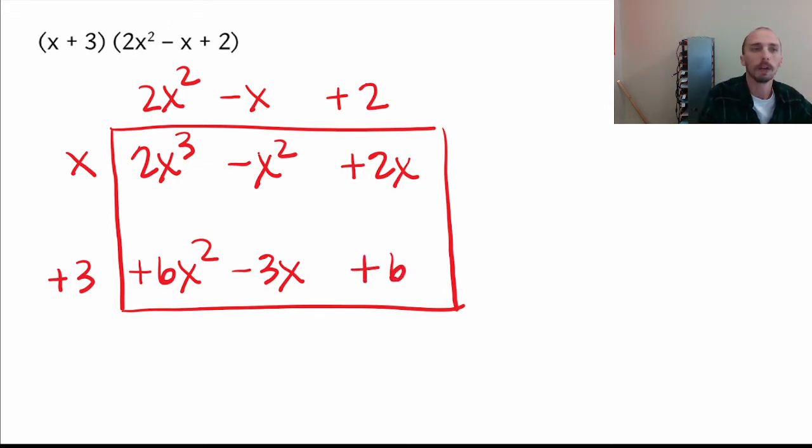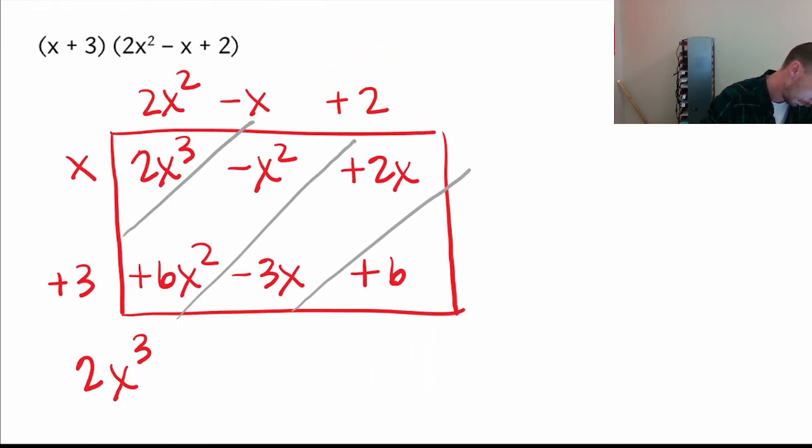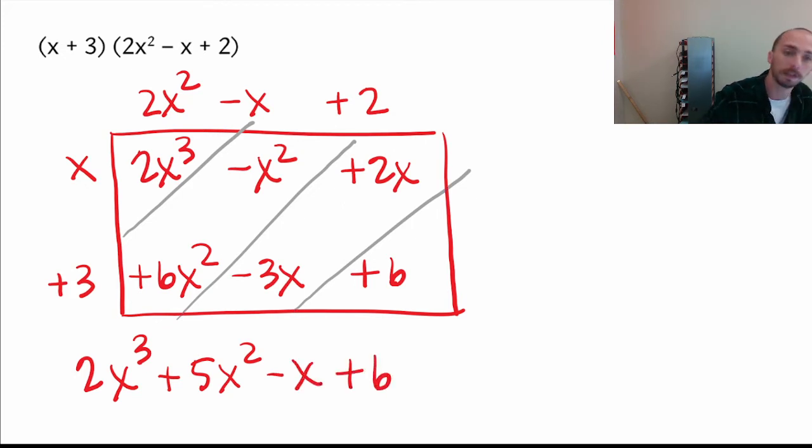Now I go through and combine my like terms. In this situation, I do have some like terms. I have plus 6x squared minus x squared. I can combine those because those are both x squared: same variable, same exponent. And then minus 3x plus 2x, I'll be able to work with those as well. So this is equal to 2x to the 3 plus 5x squared minus x plus 6.